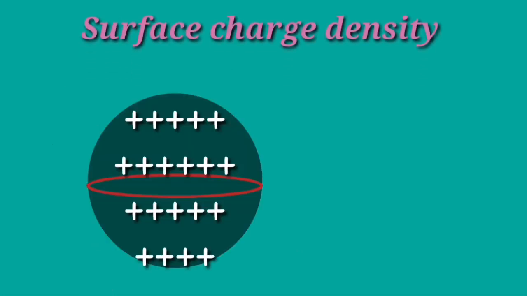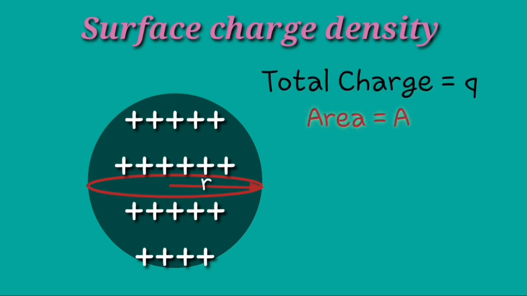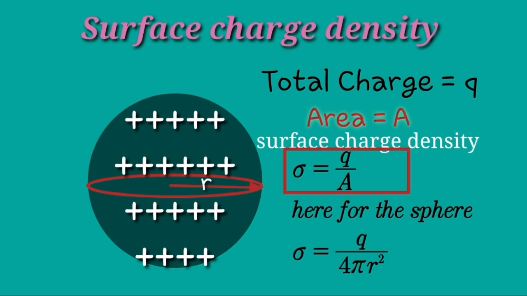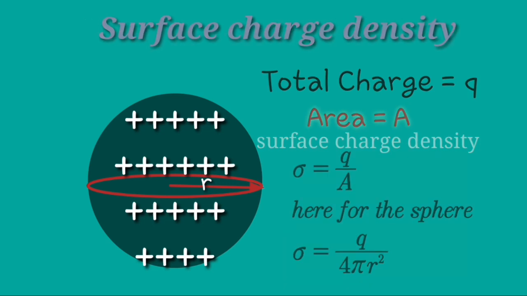Now, the surface charge density. Suppose a charge Q is uniformly distributed over a hollow sphere of radius r. Therefore, the amount of charge per unit surface area is equal to the total charge divided by the area of the sphere, which we call surface charge density. Therefore, for the sphere, the surface charge density sigma is equal to Q by 4 pi r square.